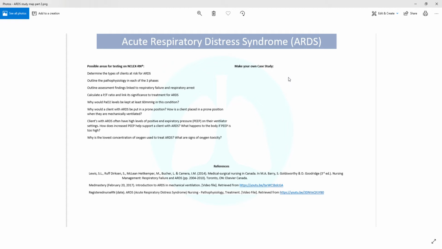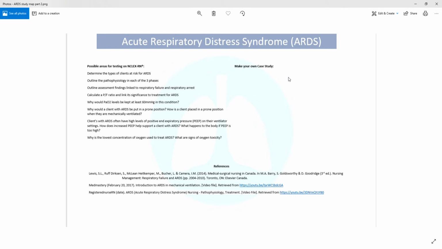that were coming between the different types of illnesses in a systems area. So for example, in this case, respiratory. These statements or questions are really meant to help increase your critical thinking level. For example, the first statement is determine the types of clients at risk for ARDS. That helps you move between the predetermining factors. Also to outline the pathophysiology in each of the three phases, and to outline assessment findings linked to respiratory failure.